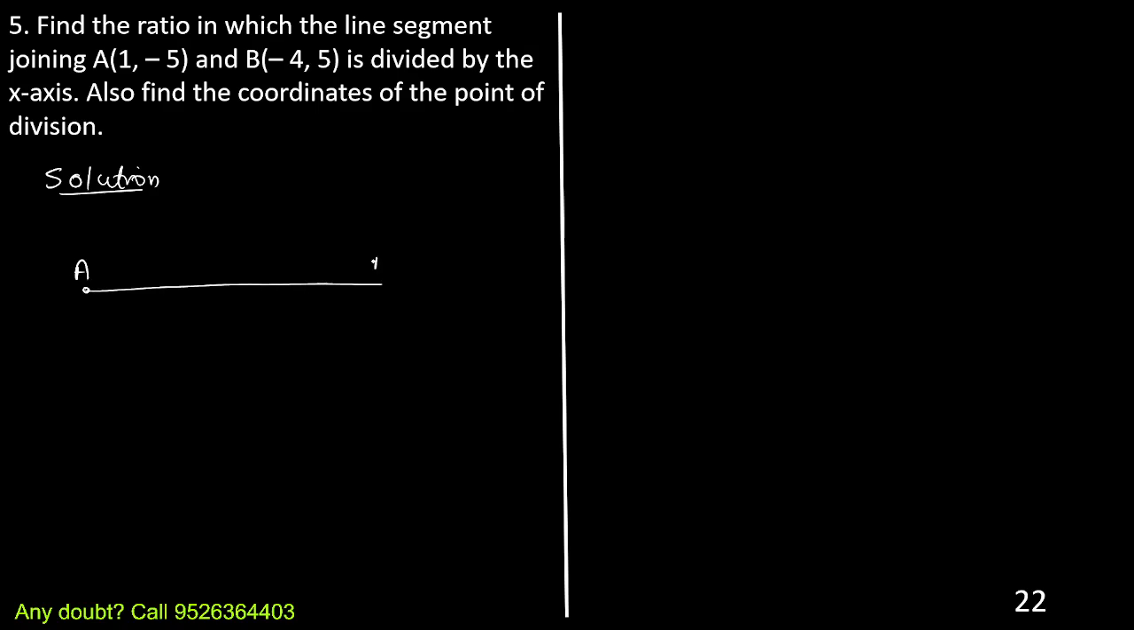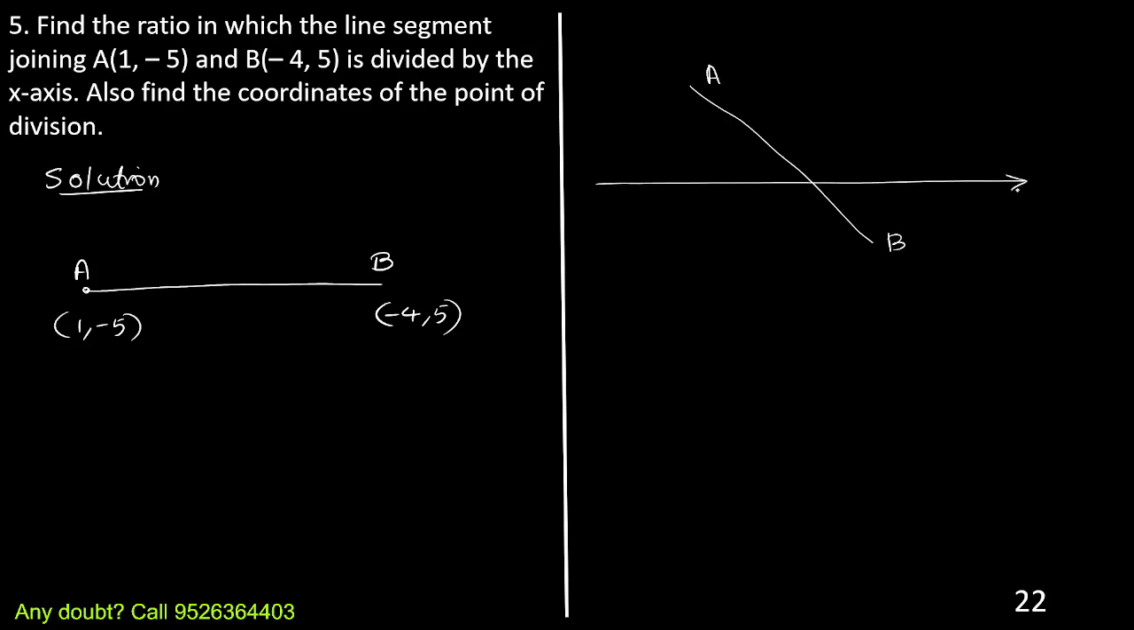A, B. A is what? A is 1 comma minus 5. And B is minus 4 comma 5. This line cuts the x-axis at some point. Actually, the line segment looks like this. I have drawn a rough picture like this. This line segment cuts the x-axis at some point.